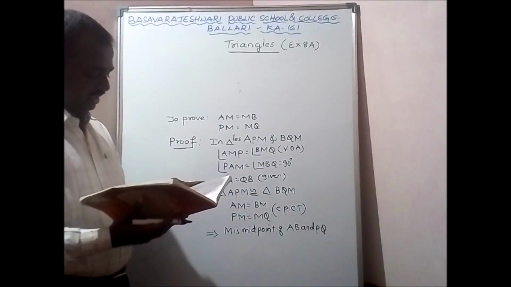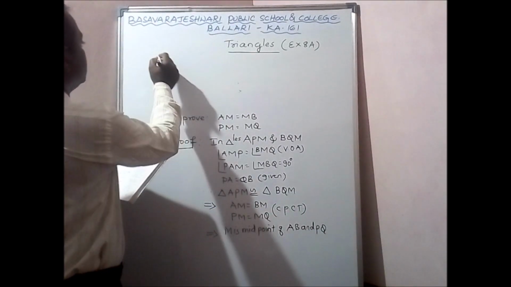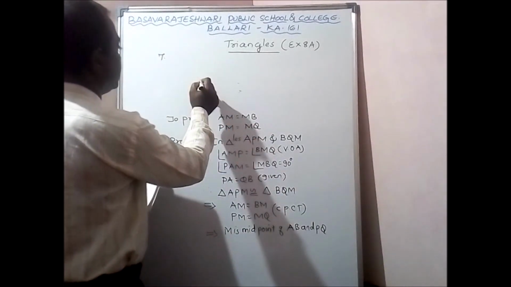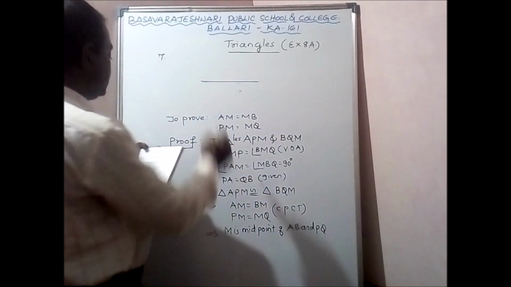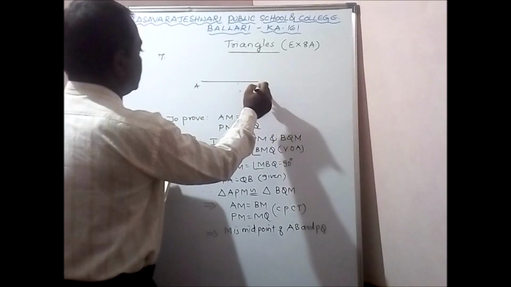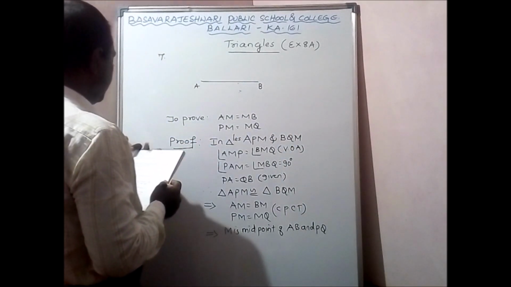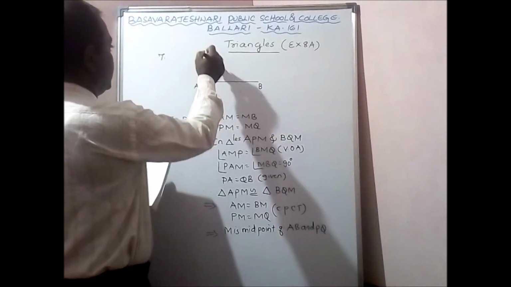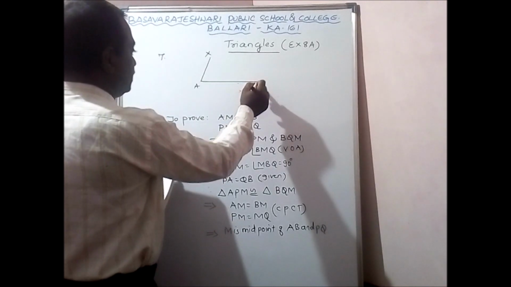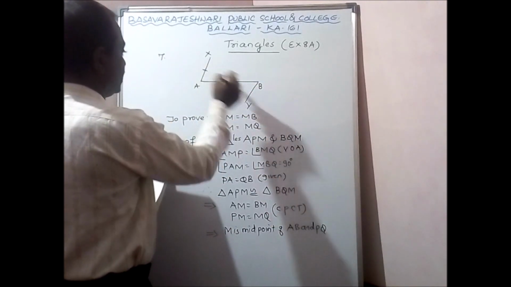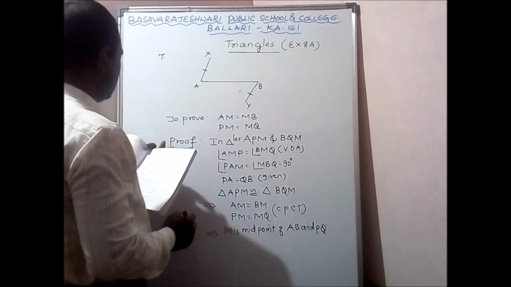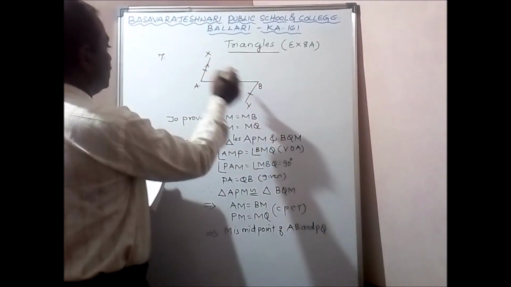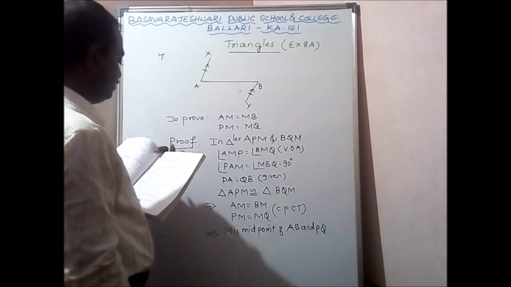So we move on to the next question. Question number 7. In this, AB is a line segment. AX and BY are two equal line segments, drawn on opposite sides of AB such that AX is parallel to BY.